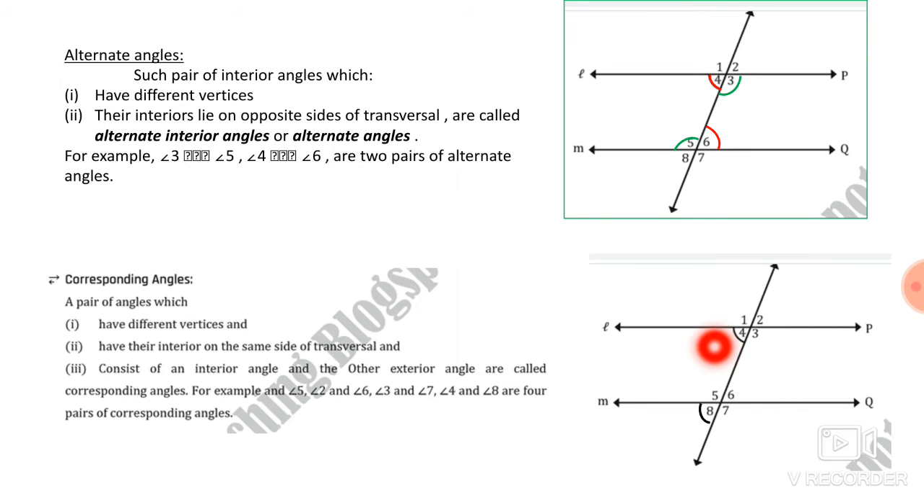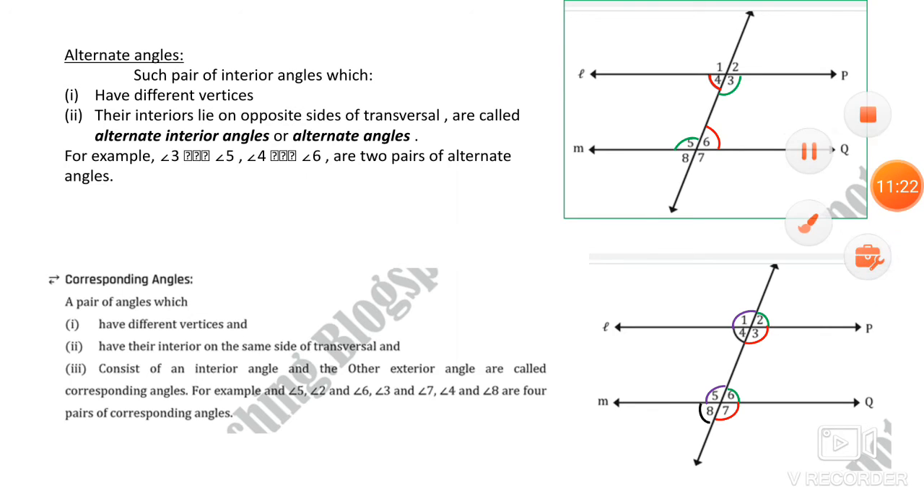Similarly, when looking for the corresponding angle of angle number 4, we have two choices, 5 and 8. Between 5 and 8, angle number 5 is an interior angle and angle number 8 is an exterior angle. Angle number 4 is interior, so its corresponding angle will be angle number 8. Similarly, the corresponding angle of angle 3 is angle 7. Angle 2 has corresponding angle number 6, and angle number 1, an exterior angle, has corresponding angle number 5.